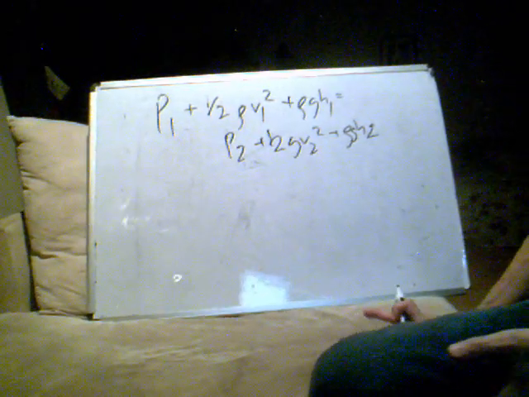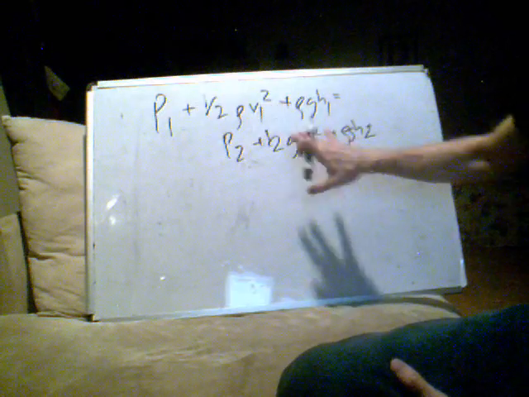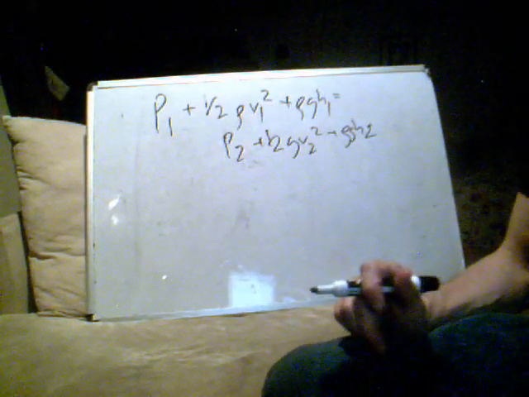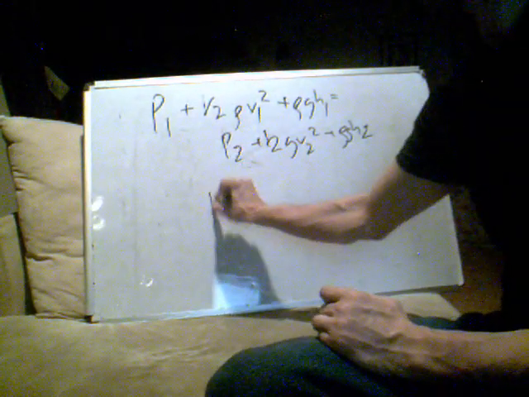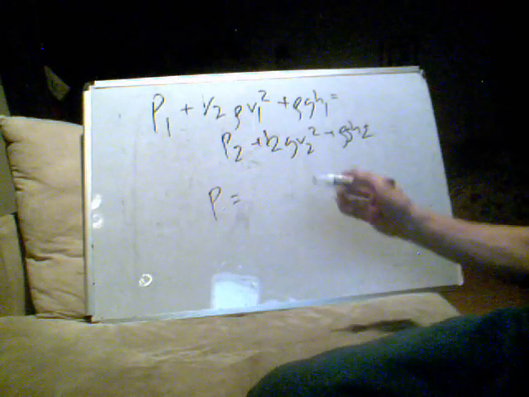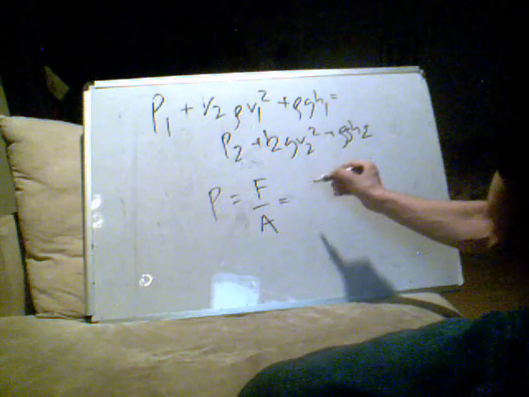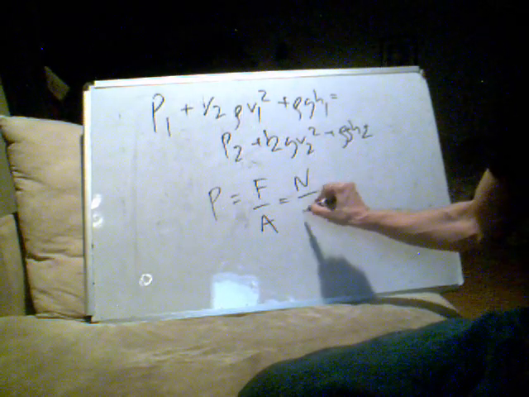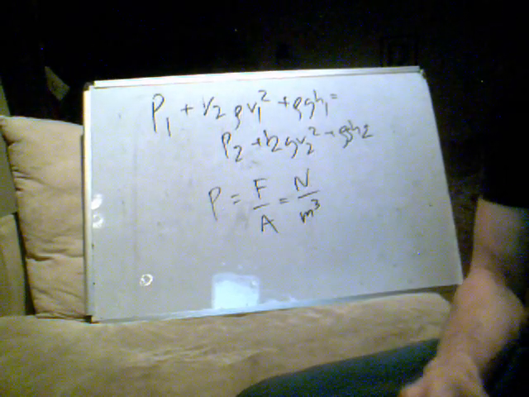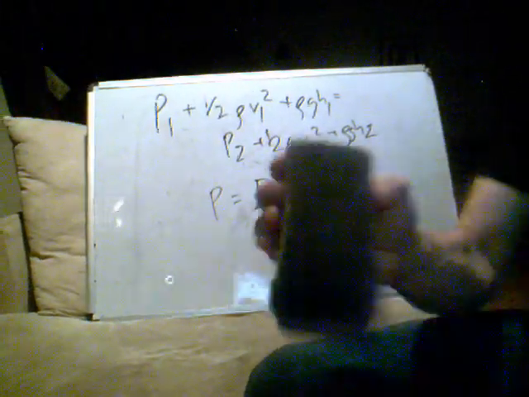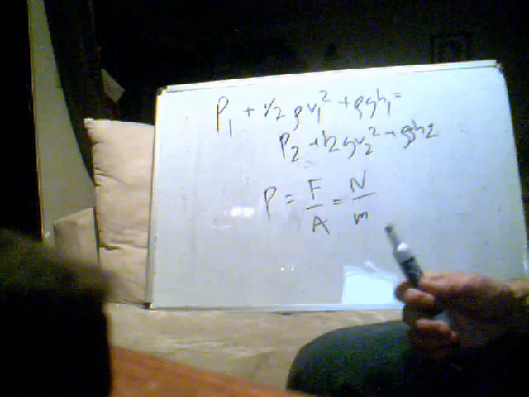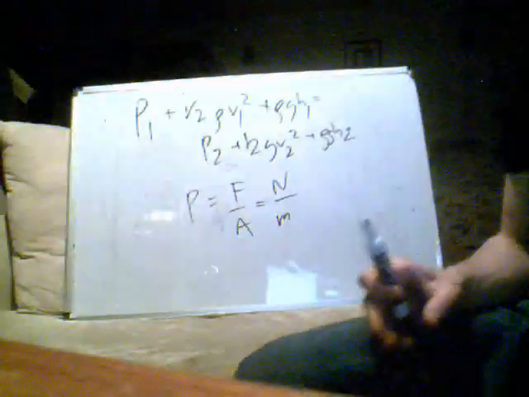Let's see if we can figure out something that connects all of these together, right? So let's talk about the first term, pressure. Now pressure, we said before, is force per unit area, right? That's got units of newtons per cubic meter. Or, I'm sorry, per square meter. Newtons per square meter.